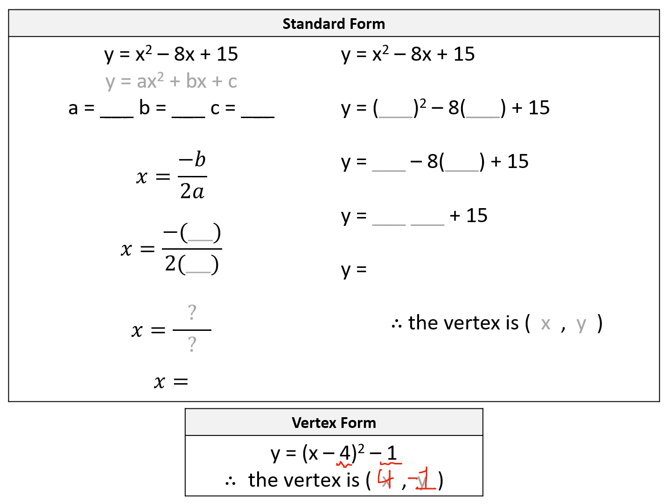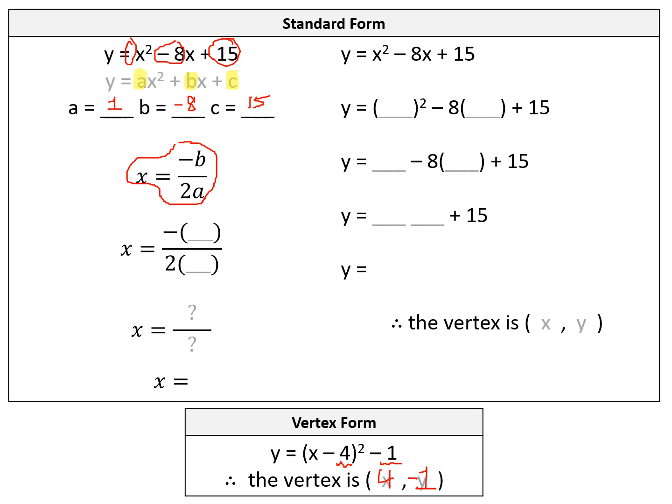Over here on the top left, you'll see the general form of standard form. A represents the coefficient of x squared, B represents the coefficient of x, and C represents the constant. In this particular situation, the A value would be positive 1, the B value would be negative 8, and the C value would be positive 15. Once you have the A, B, and C values, you can use this formula that finds the axis of symmetry.